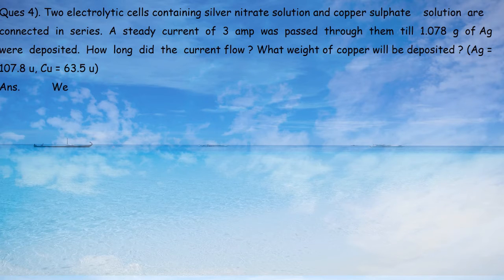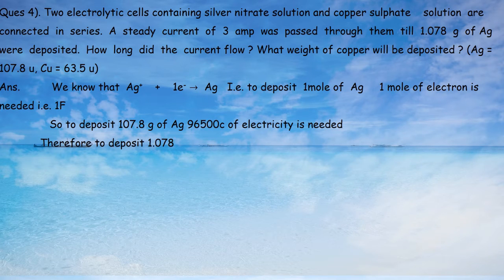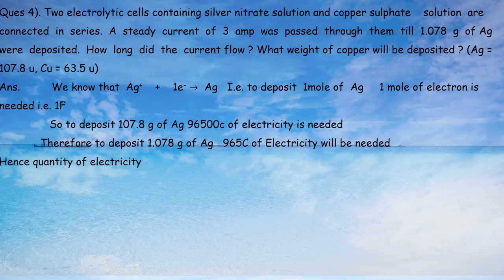We know that to deposit 1 mole of silver, 1 Faraday of electricity is needed. To deposit 1.078 grams of silver, 965 coulombs of electricity will be needed. Hence, the quantity of electricity passed is 965 coulombs.